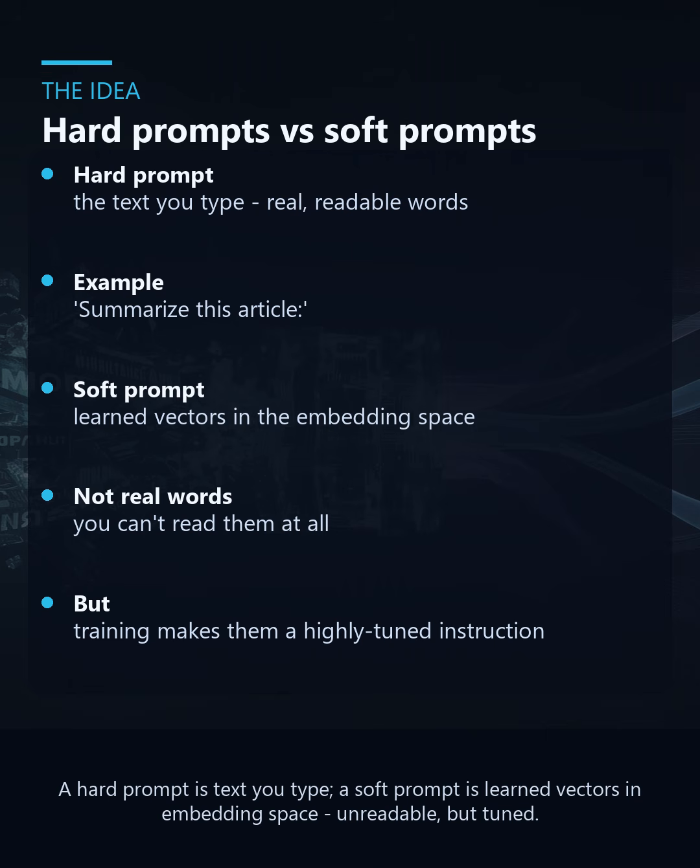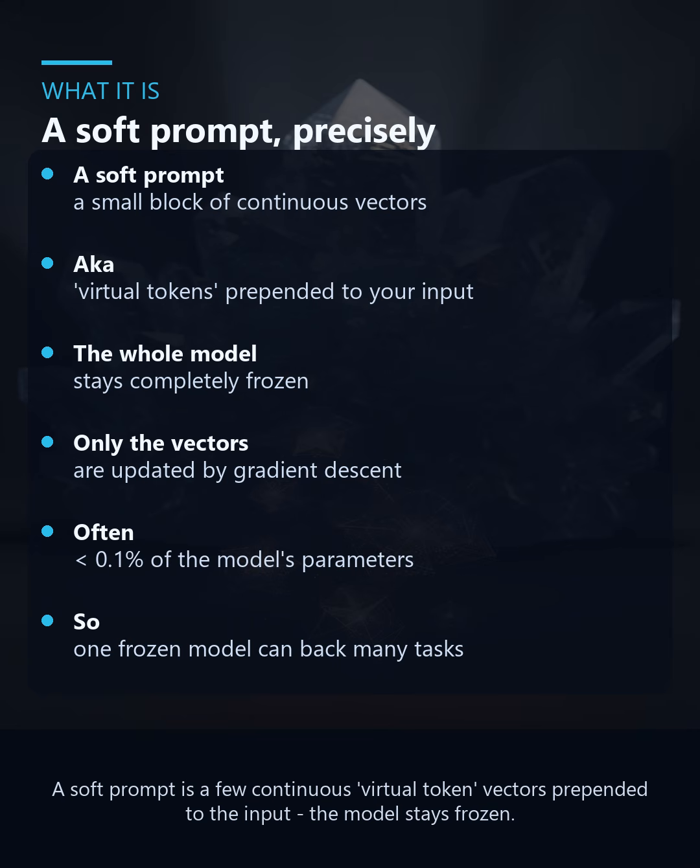Here is the key distinction. A hard prompt is the text you type, real words the model reads, like, "summarize this article." A soft prompt is different. It is a set of learned vectors that live in the model's embedding space, not real words at all. You cannot read them, but through training they become a highly tuned instruction that pushes the model toward one specific task.